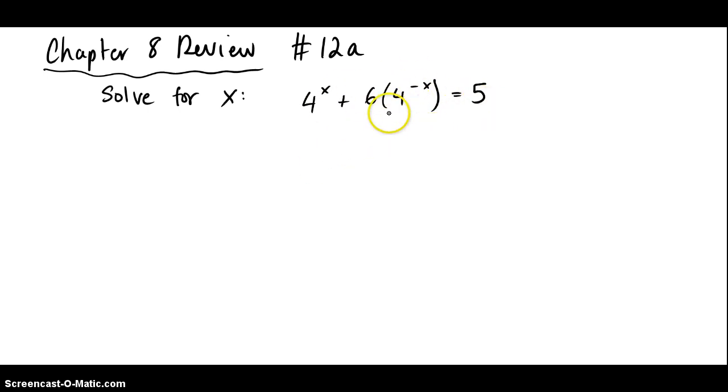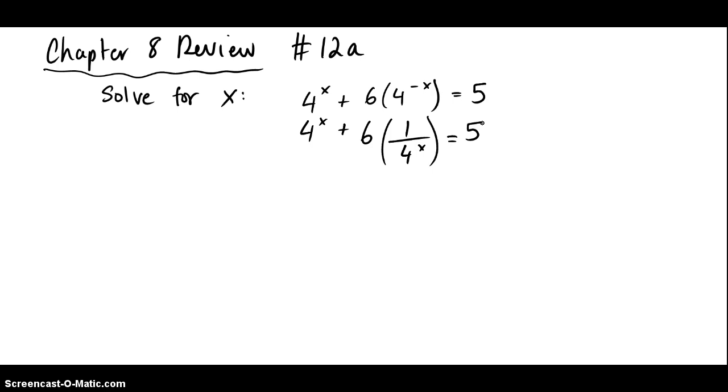Now the reason why this one is tricky is because we have this 4 to the power of x here, and 4 to the power of negative x. So what we can do is write that as 4 to the power of x plus 6 times 1 over 4 to the power of x, since it's a negative exponent, we can put it to the denominator and make the exponent positive. Now we see that we have this situation.